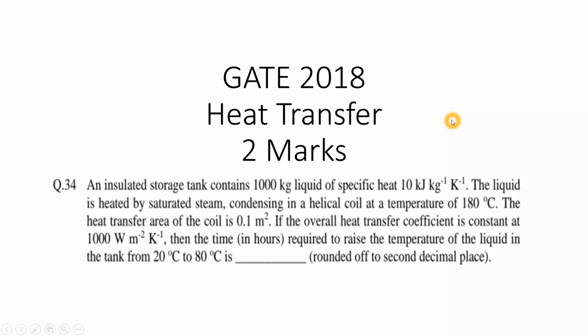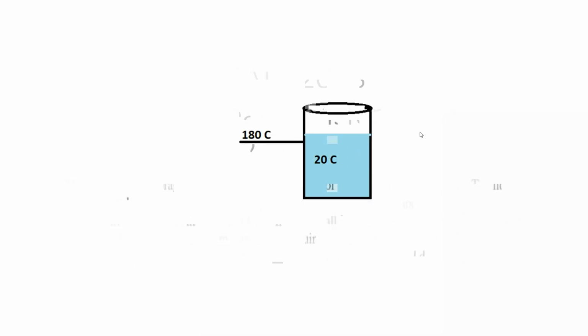Let's start with the solution. You can see here, this is the problem. We have given 1000 kg liquid. Here it is initially at 20 degrees centigrade. I am supplying the steam. It is not miscible in this, right? It is just heating the surface of this container, right? Or you can say there is a coil inside this which is heating the liquid, right?